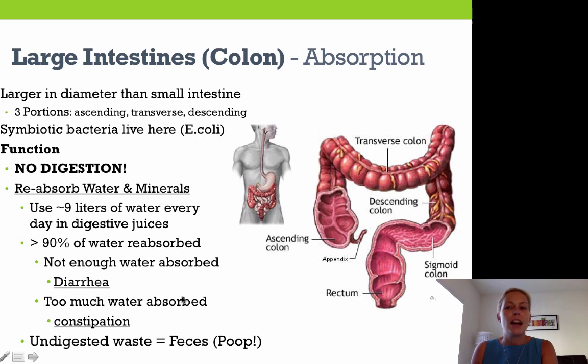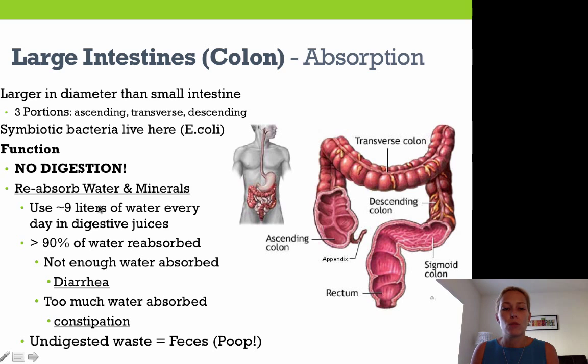Now that we've absorbed as many nutrients as possible, any undigested material gets moved on to the large intestine, also referred to as the colon. The colon's only job is to absorb water. It's called the large intestine because it's larger in diameter than the small intestine. Again, there are three parts of the large intestine: the ascending colon, the transverse colon, and the descending colon. There's no digestion going on here, absolutely none. It's designed to absorb water and minerals.